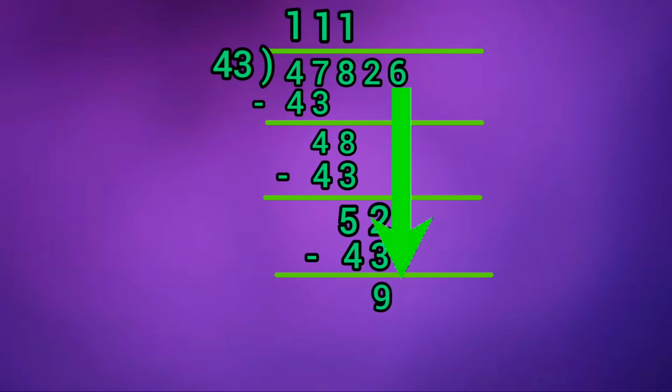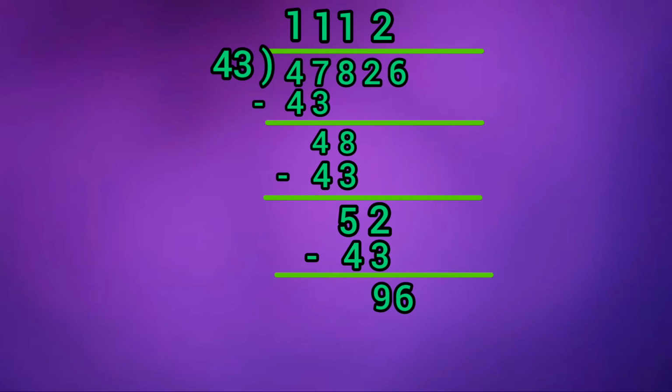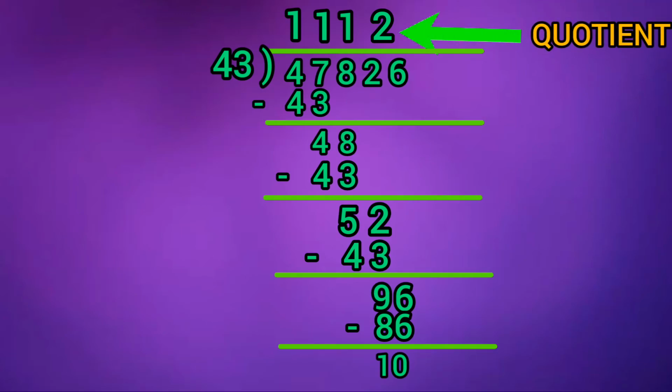Take down the next number 6 and it becomes 96. So 43 into 2 is equal to 86 will be the answer. So 96 minus 86 is equal to 10. So the quotient is 1112 and the remainder is 10.